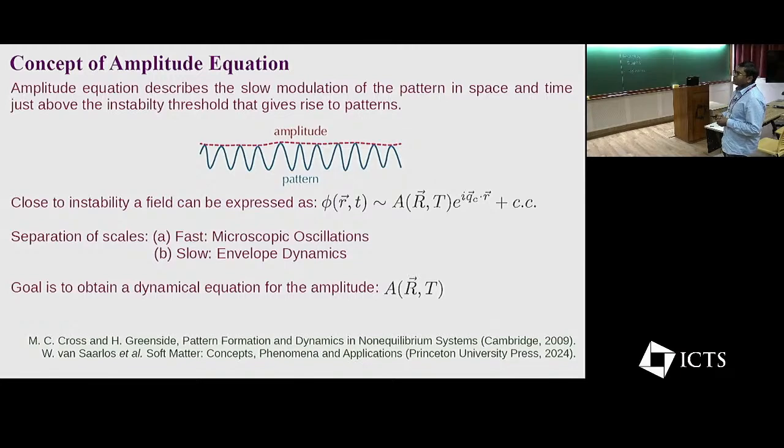So at the onset of instability, the pattern described by this field phi(r,t), we can expand it in terms of an amplitude A(r,t) and a carrier wave at the onset of instability determined by Q_C, and so on. So our goal in this talk is to obtain the dynamical equation for A(r,t).